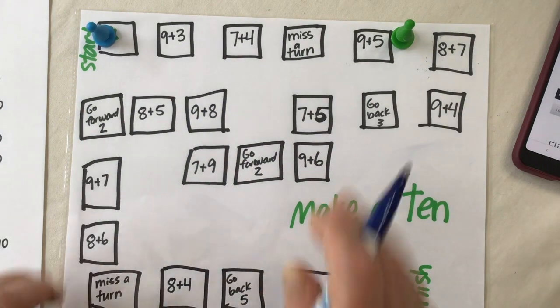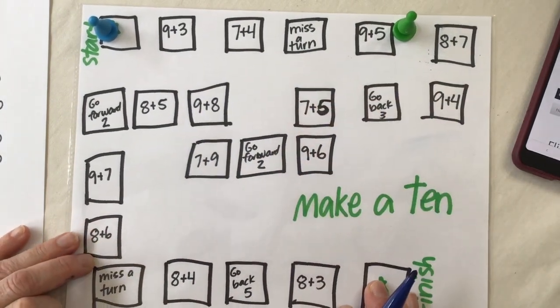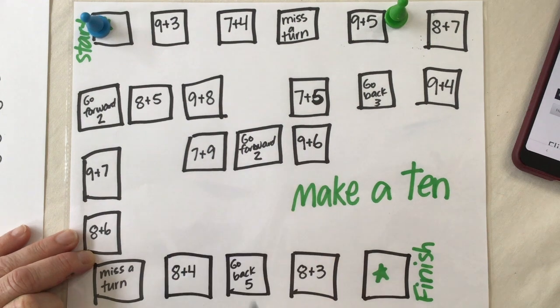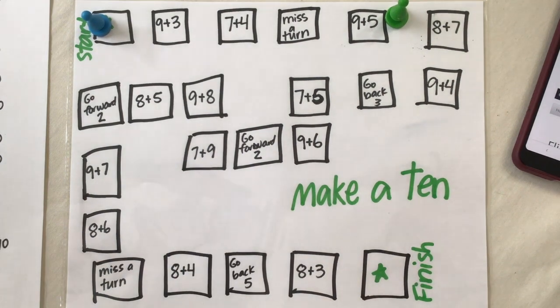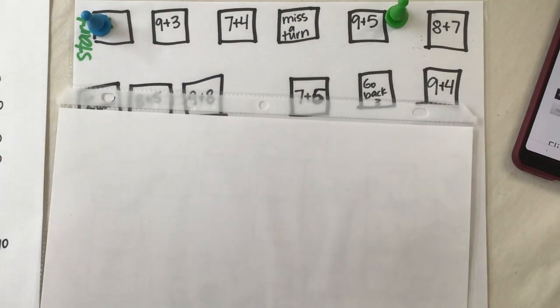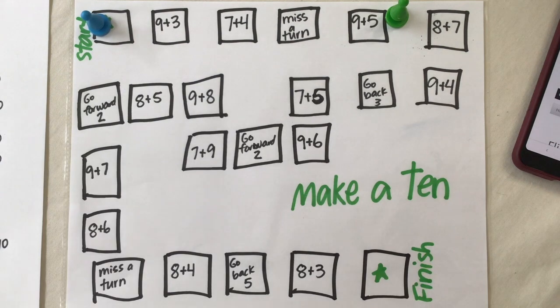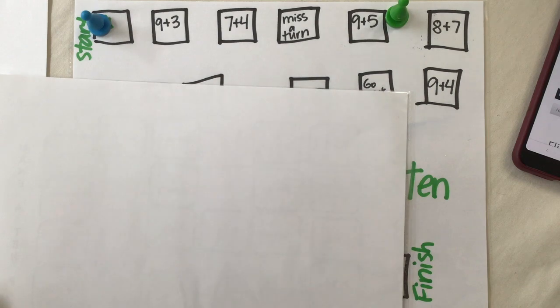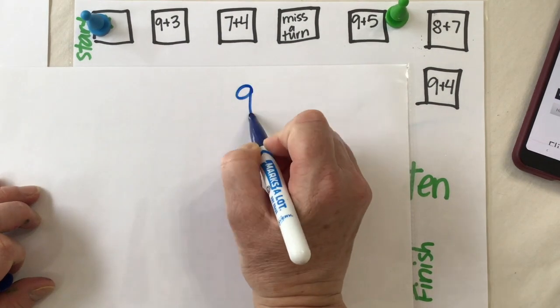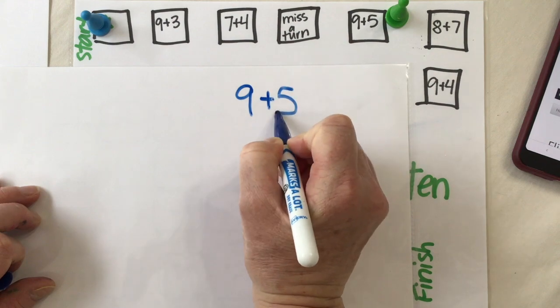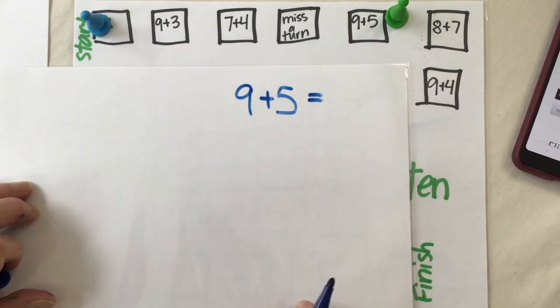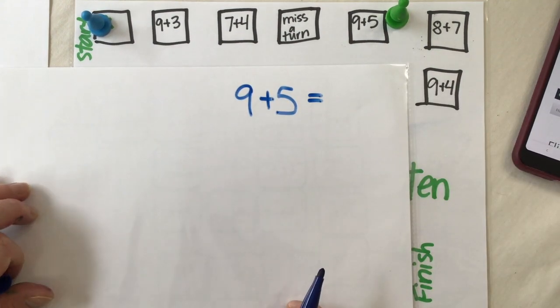I could just use my scratch paper here. If you need more space, you could just grab any blank piece of paper and have it nearby so that you can work it out. So let's do that. 9 plus 5 equals. I need the answer, but I have to make a 10.